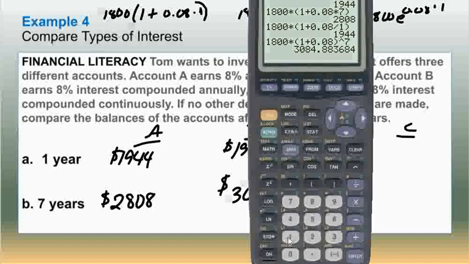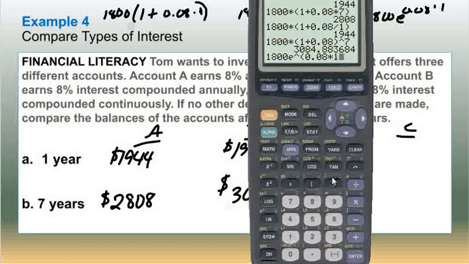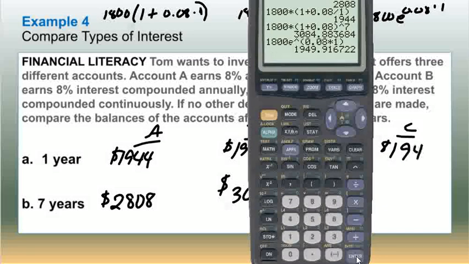And then the PERT formula for C, here we have 1,800 times e raised to the 0.08. Let me put parentheses in here. 0.08 times 1. That would give us $1,949.92.